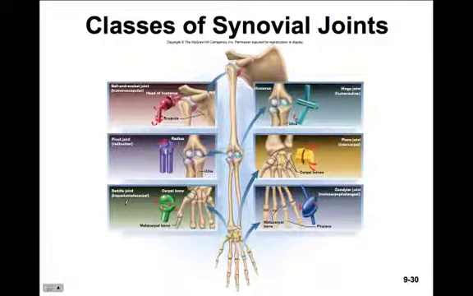There are several different classes of synovial joint. We're going to look at ball and socket joints like the shoulder joint, pivot joints like the radius pivoting on the ulna, saddle joints as we see in the carpal bones, hinge joints like we see in the elbow, planar joints like we see in the movements between some carpal bones, and then condylar joints that we can see in our metacarpophalangeal joints.